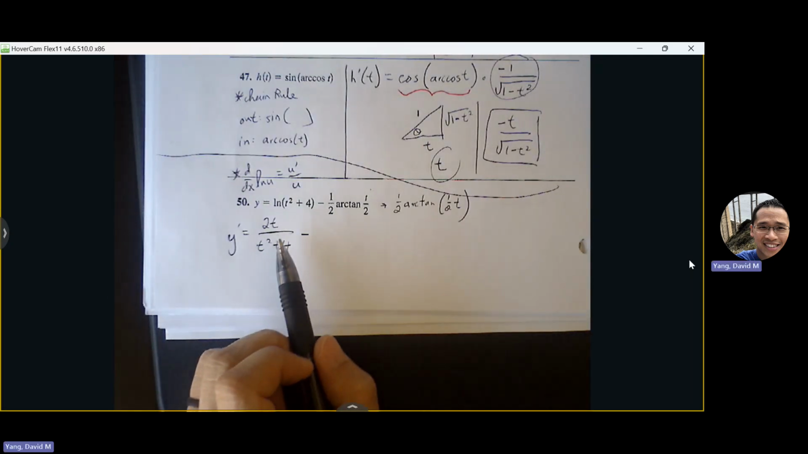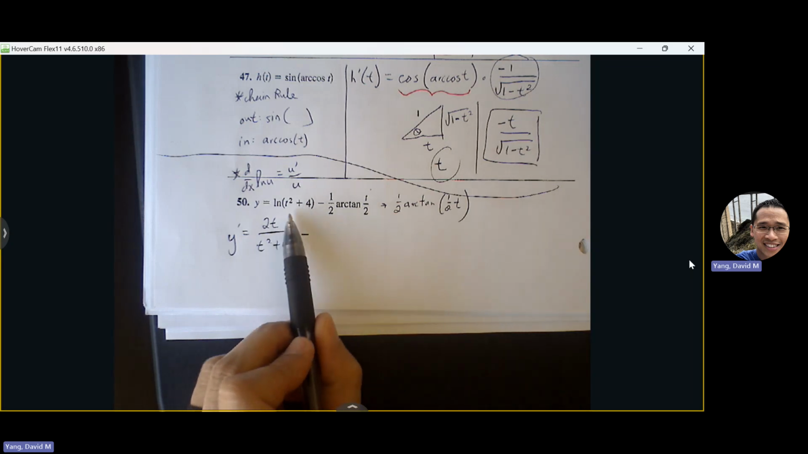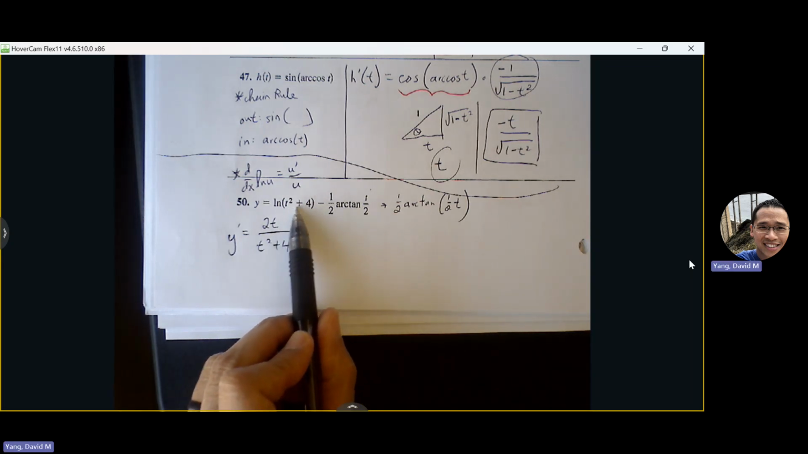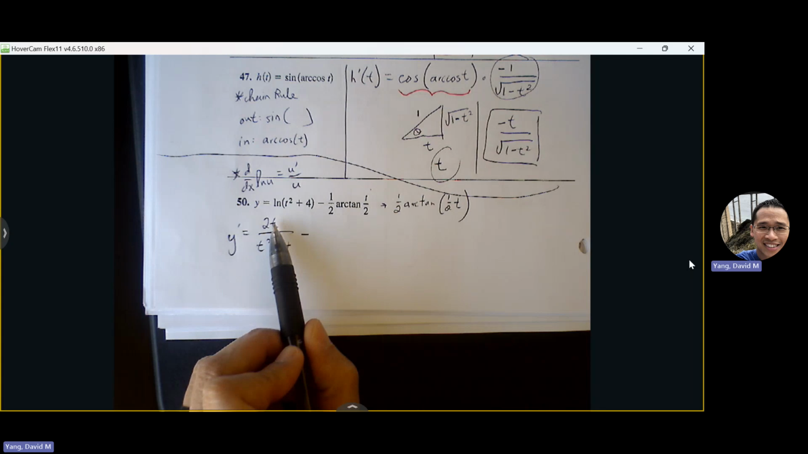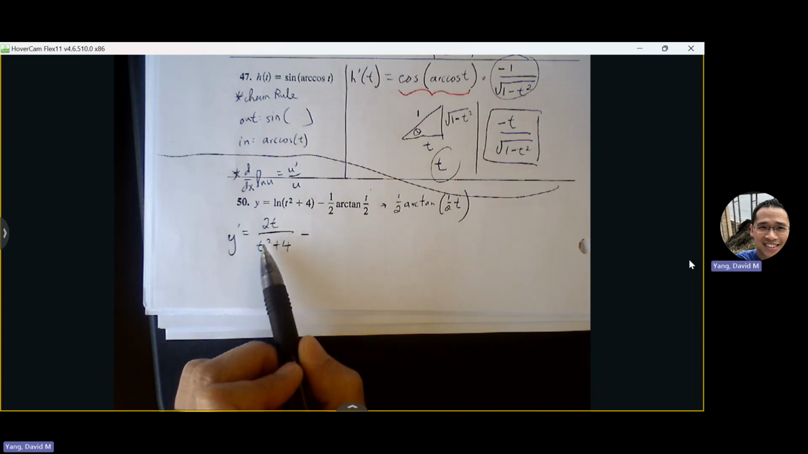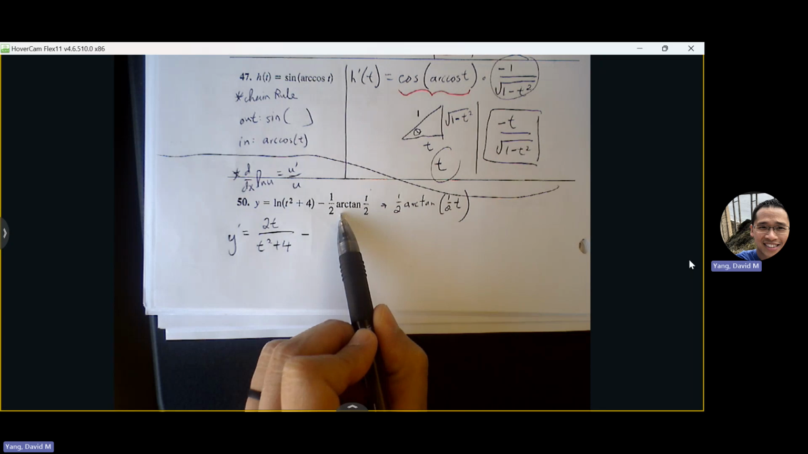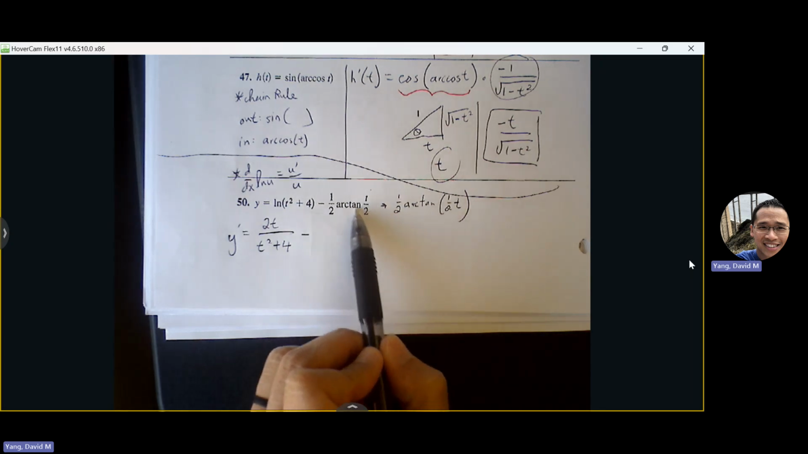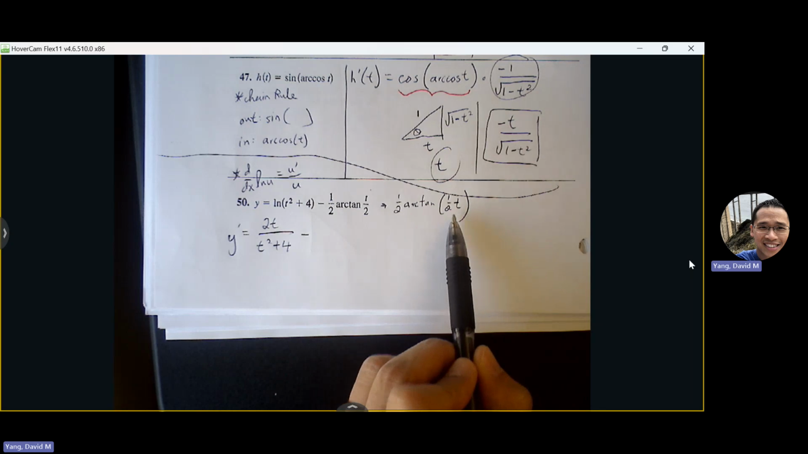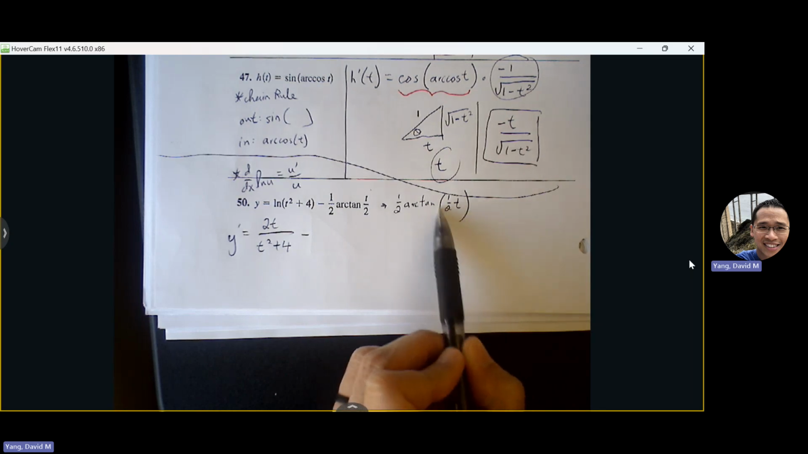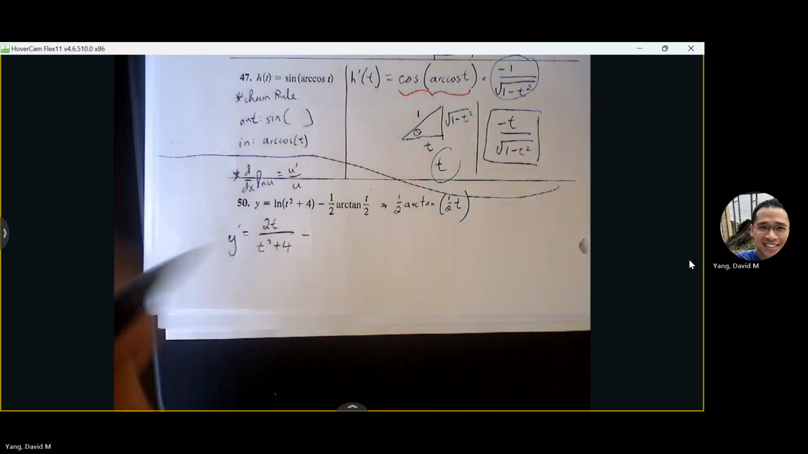So first portion is u prime over u, for the natural log. T squared plus 4's derivative is 2t. And then u value is t squared plus 4. Arctangent, the rule is u prime over 1 plus u squared. I'm just going to get that t over 2 ready for power rule. I'm just going to pull that 1/2 in front, make it 1/2 t.